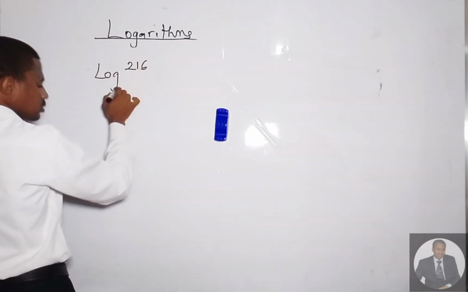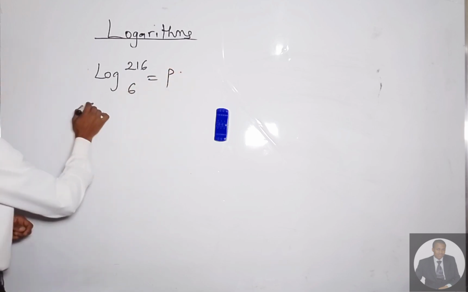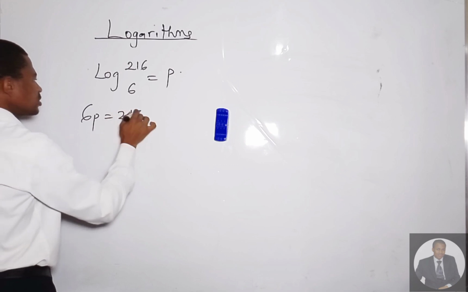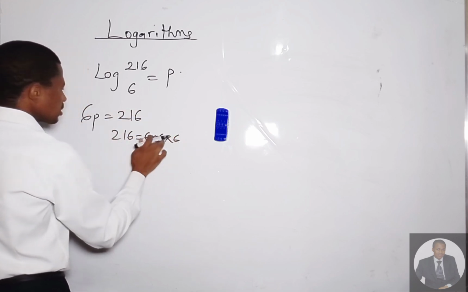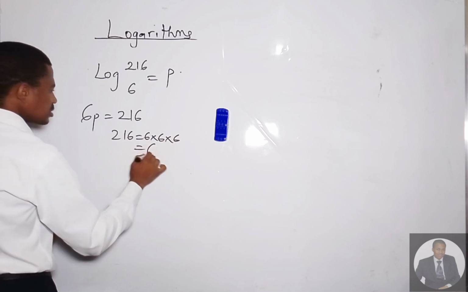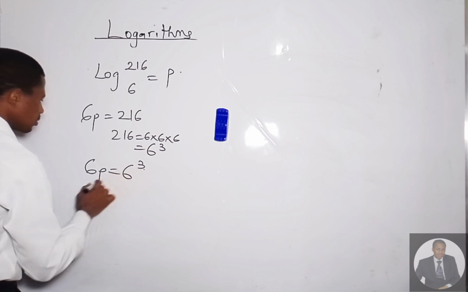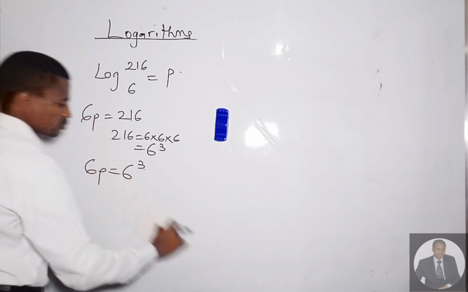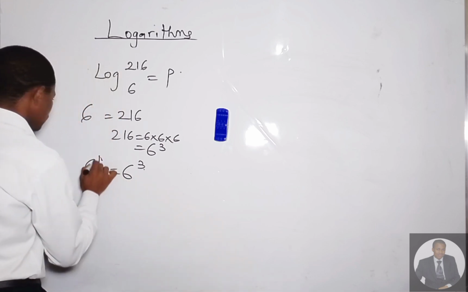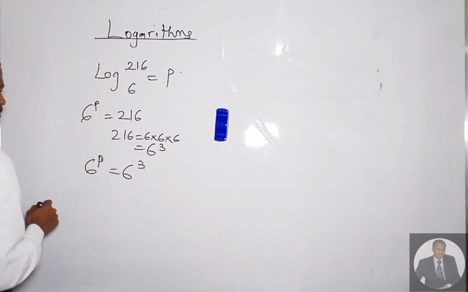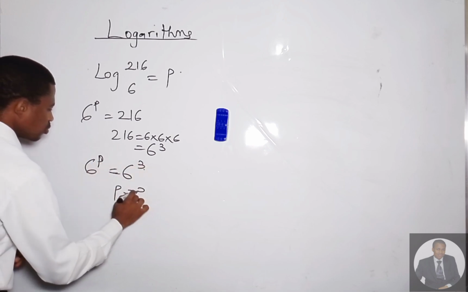Log 216 to the base of 6 equals p. So we say 6 to the power of p equals 216. Now 216 is the same as 6 times 6 times 6, and that's 6 to the power of 3. So we say 6 raised to the power p equals 6 to the power of 3. If the base is the same, then the exponent is the same, therefore p equals 3.